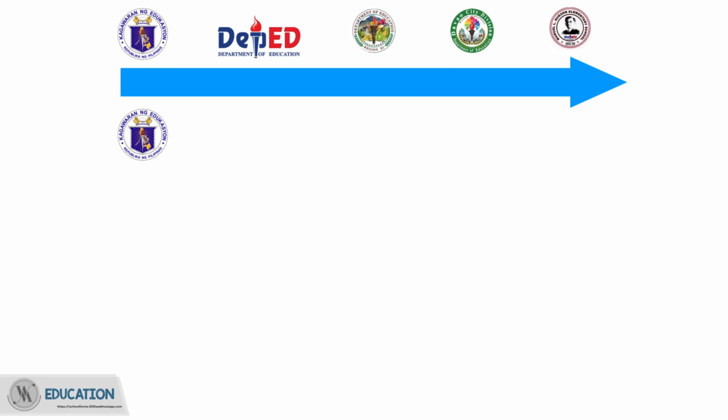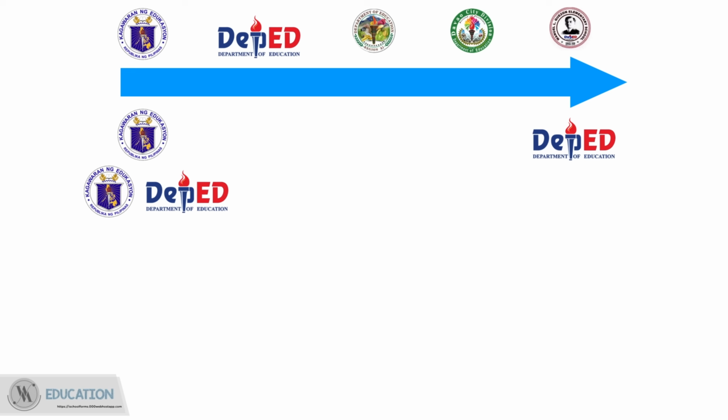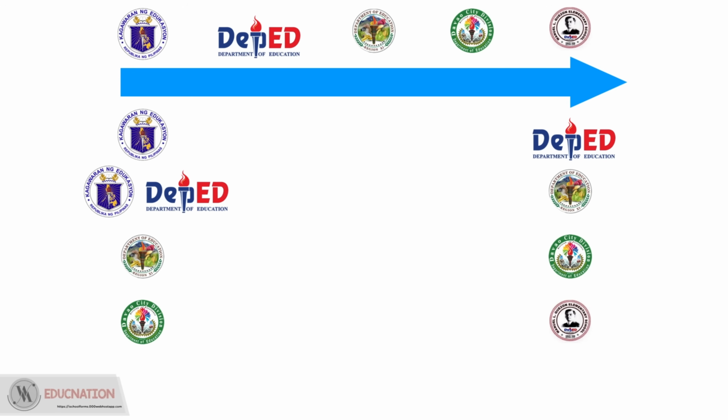The DepEd seal will always be on the left if it is paired with a DepEd logo. The DepEd seal or DepEd logo will be on the left if it is paired with any DepEd regional office logo. The DepEd regional office logo will always be on the left if it is paired with a DepEd division office logo. The DepEd division office logo will always be on the left if it is going to be paired with any DepEd public school.